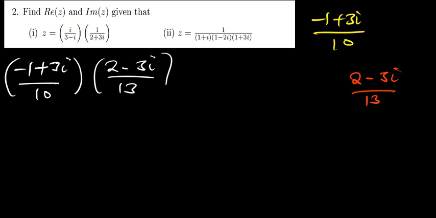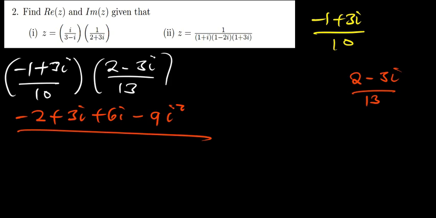So we start one by one. Negative 1 times 2 is negative 2. Negative 1 times 3i, negative 3i, is positive 3i. Then 3i times 2 is plus 6i. 3i times 3i is going to be 9i squared. I divide this, 10 times 13 is 130.